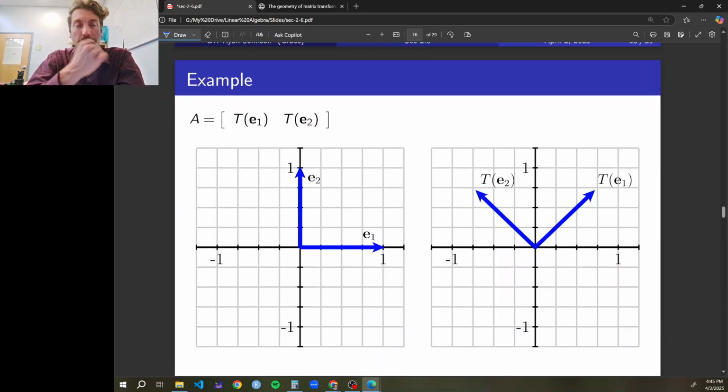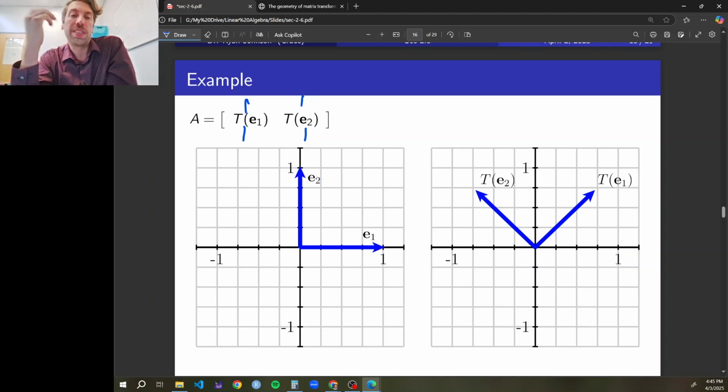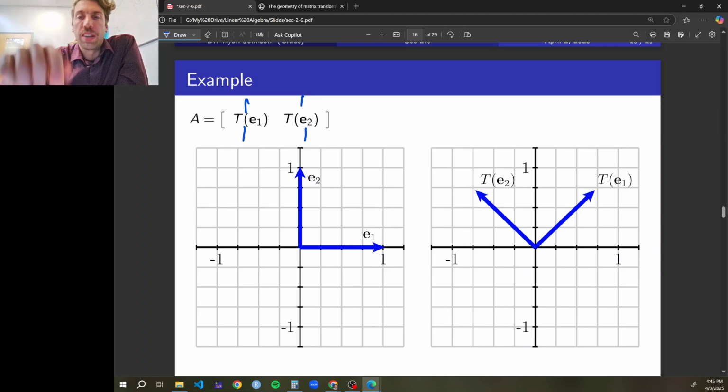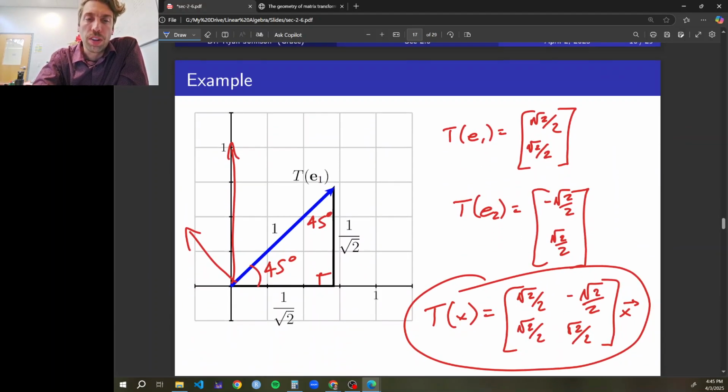Well, the best way to find that matrix is to use the matrix that has columns T of e1, T of e2. So where does e1 get sent? Where does e2 get sent? Well, they get sent there and there. So let's look more closely at one of them. T of e1 is rotated, so it's still the same length. It's still 1. And it's then going to make a 45-45-90 triangle. So it has these side lengths, which, if you rationalize the denominator, you could write as square root of 2 over 2.